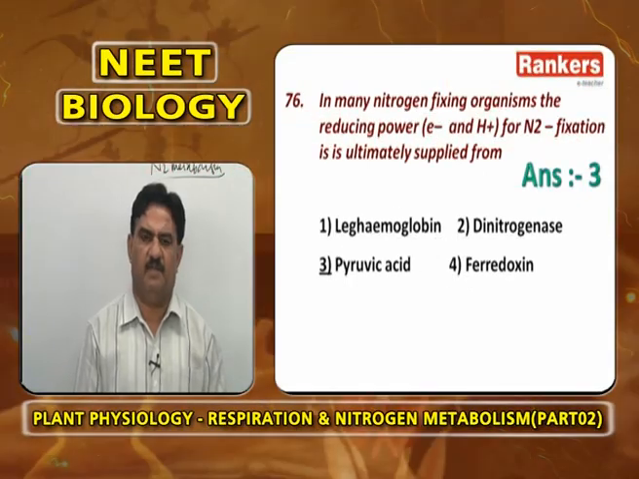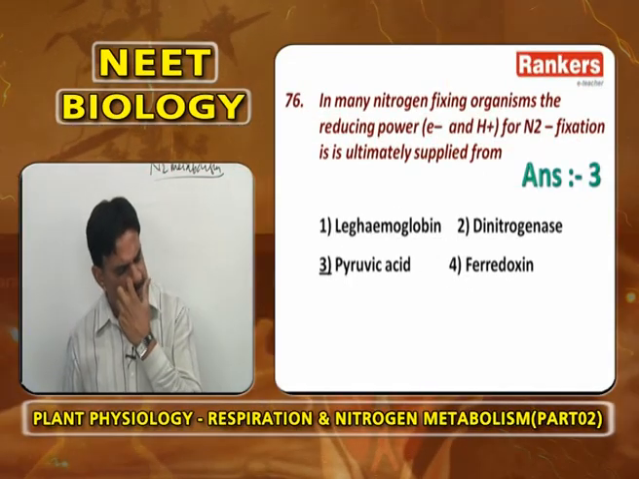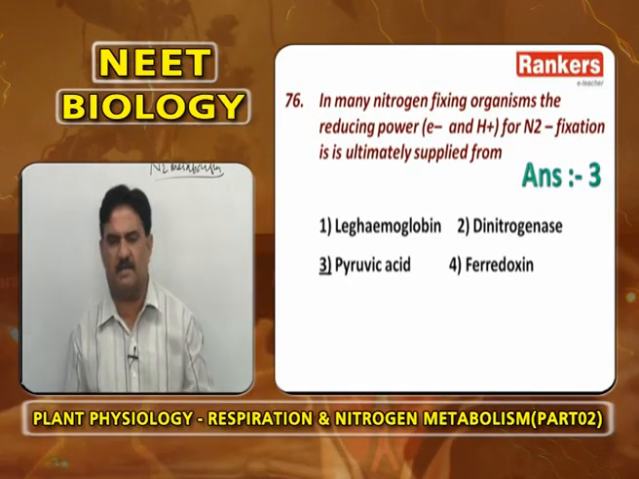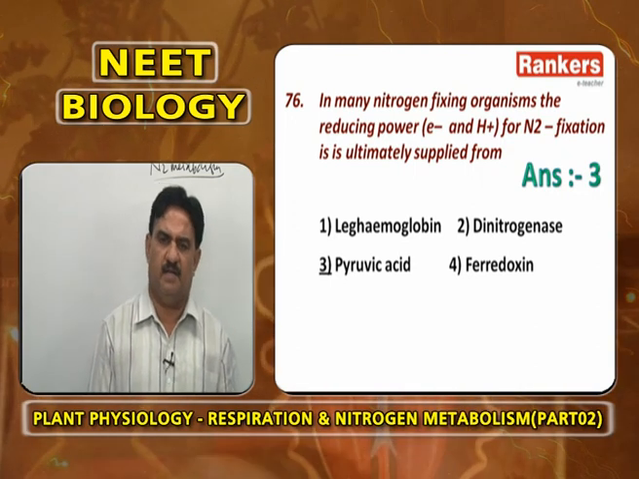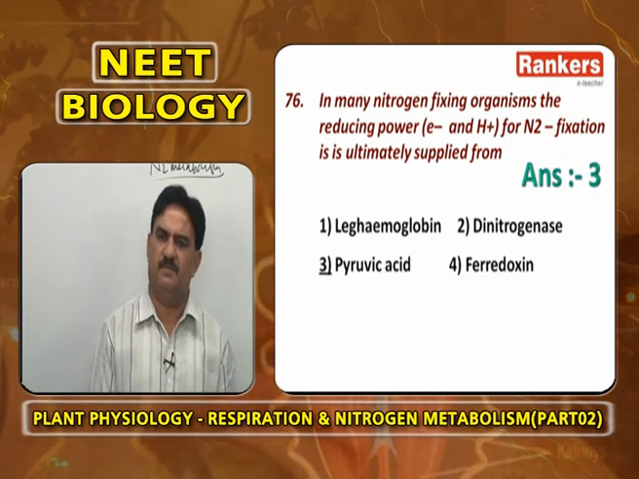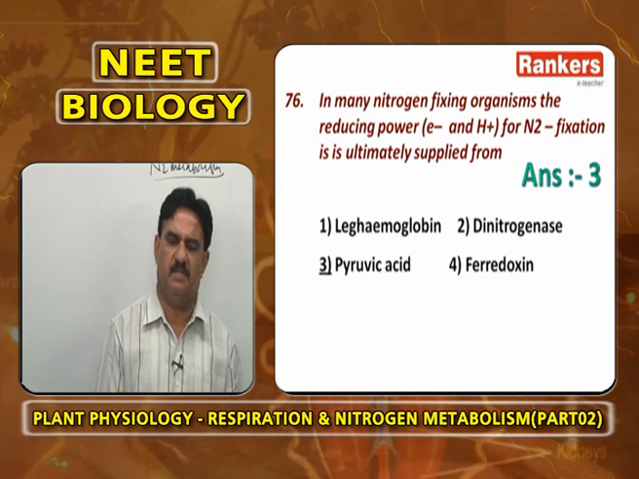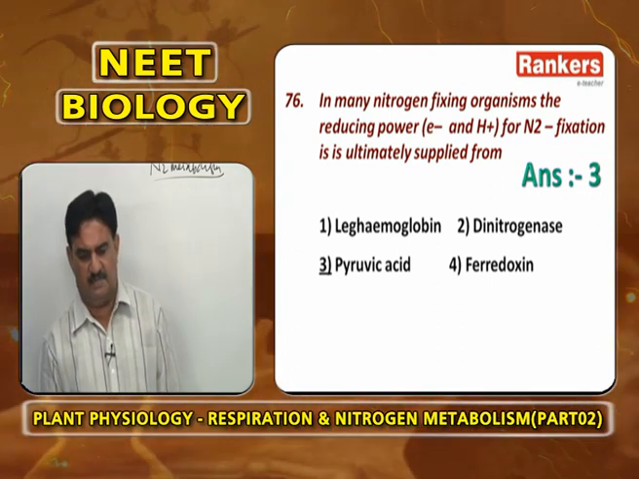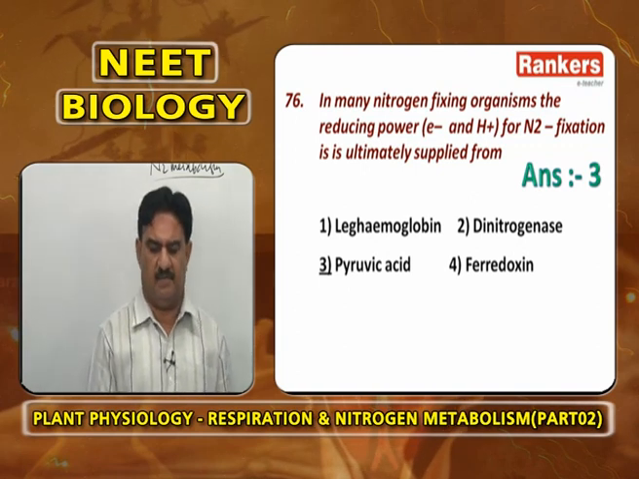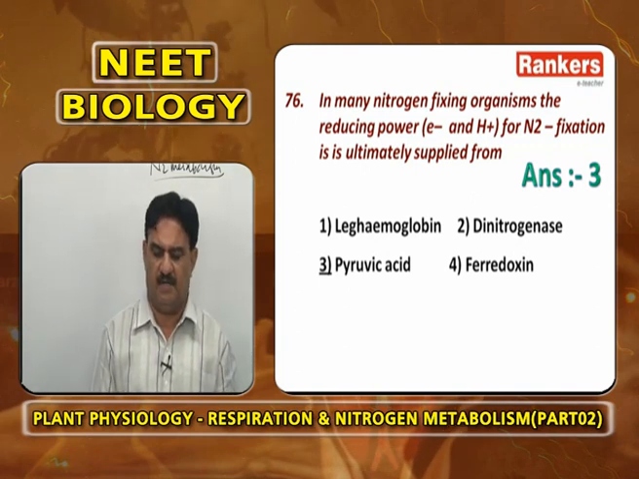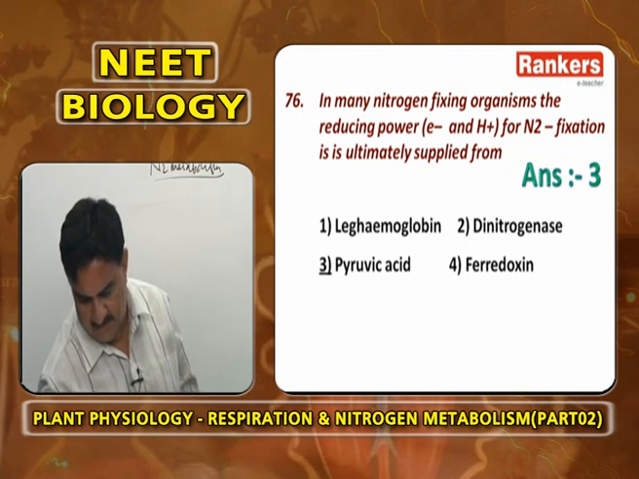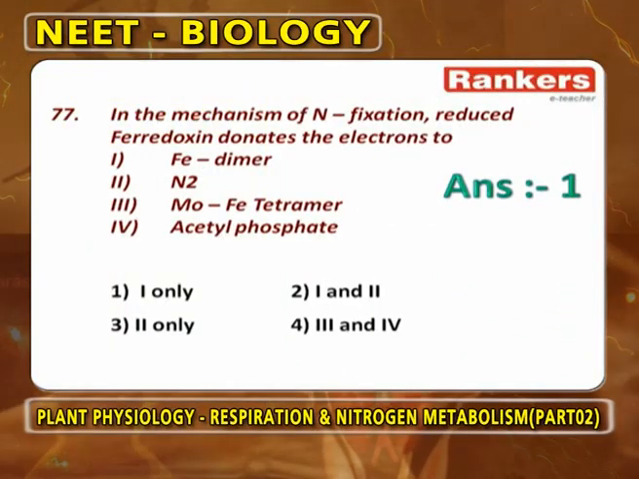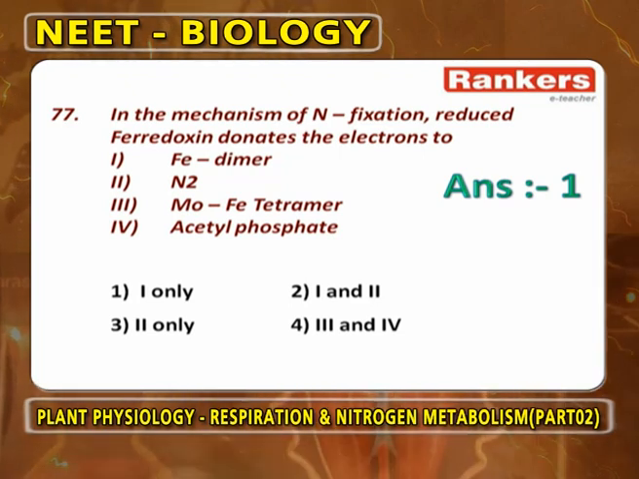Ferredoxin is the component that takes electrons from pyruvic acid and then, by alternate oxidation and reduction through iron protein and molybdenum iron protein, gives them to molecular nitrogen and reduces it into ammonia. So, in many nitrogen fixing organisms, the reducing power, electrons and protons for nitrogen fixation is ultimately supplied from pyruvic acid.